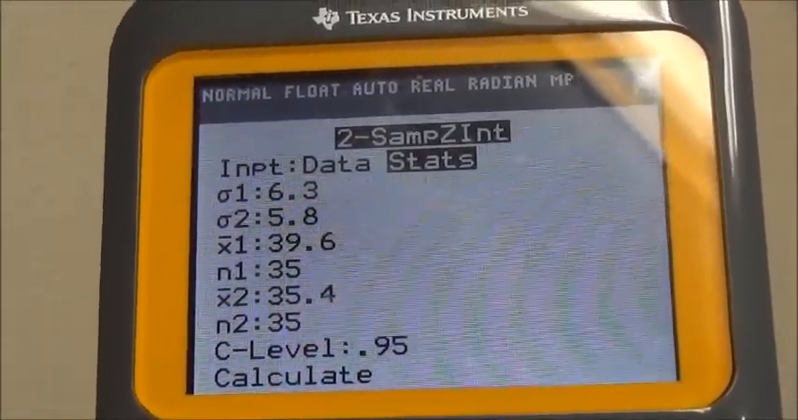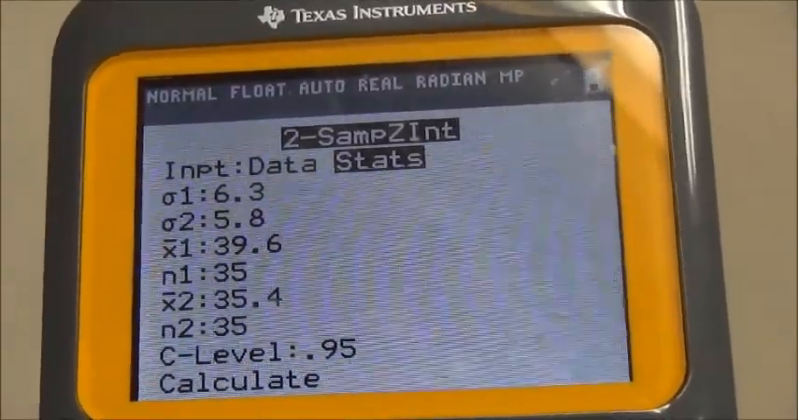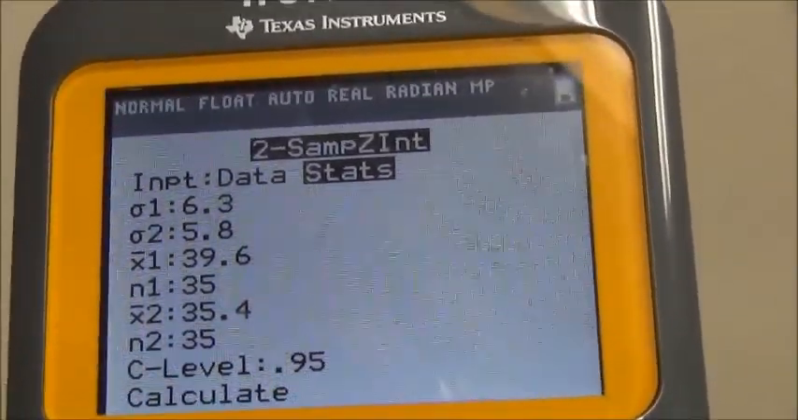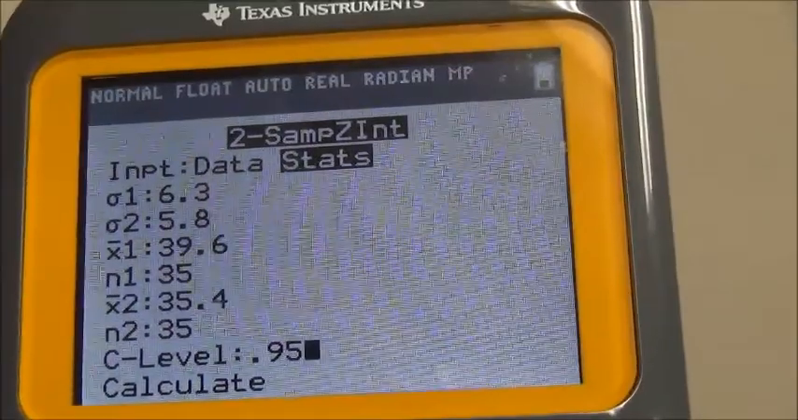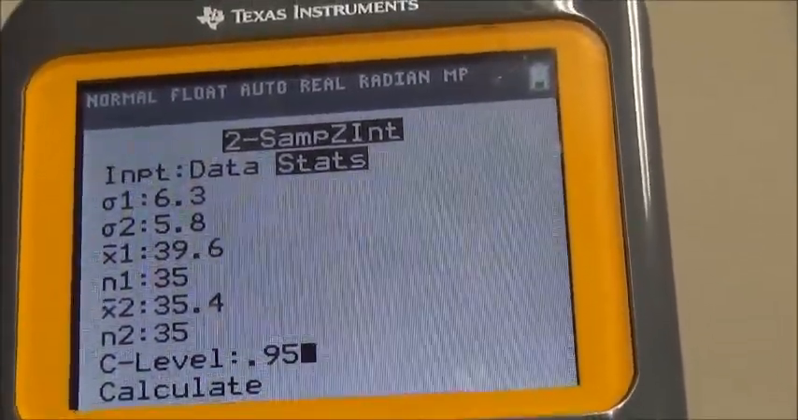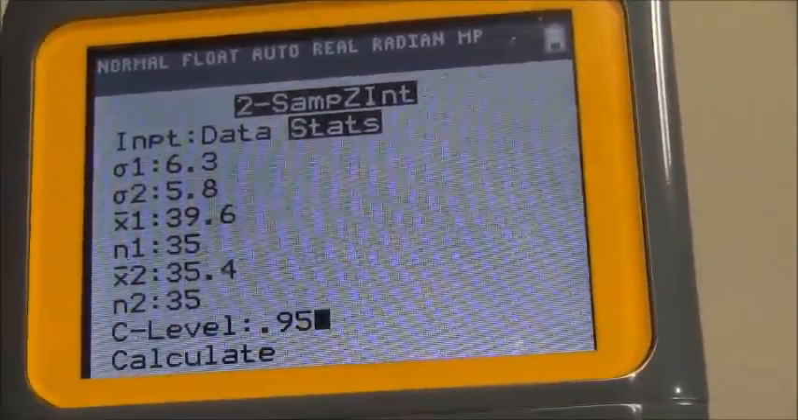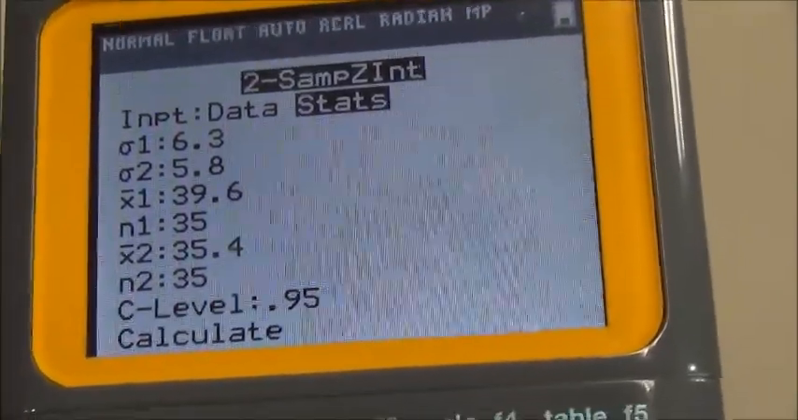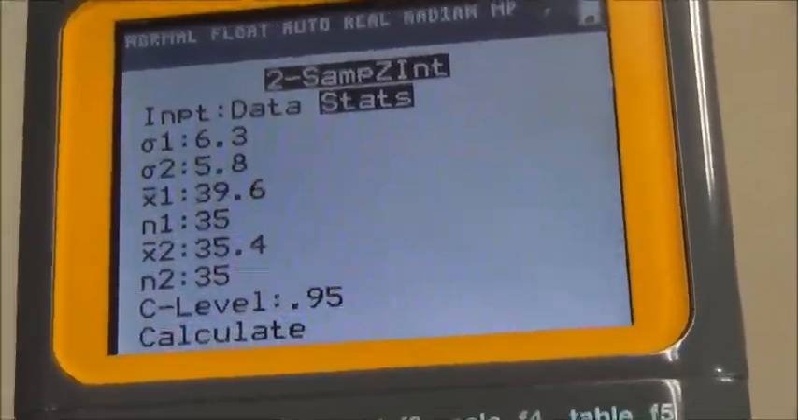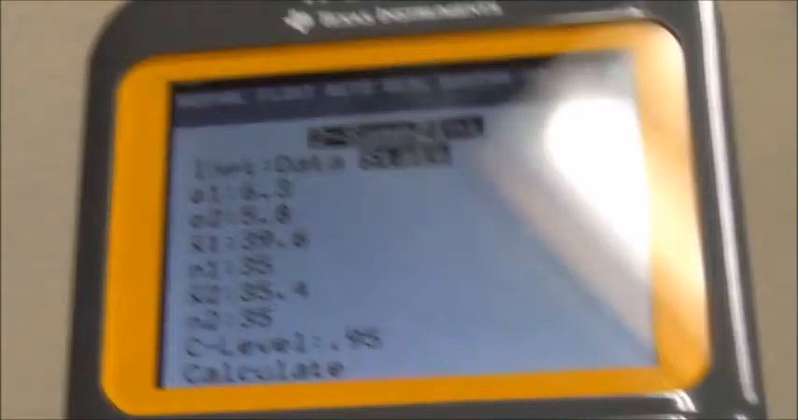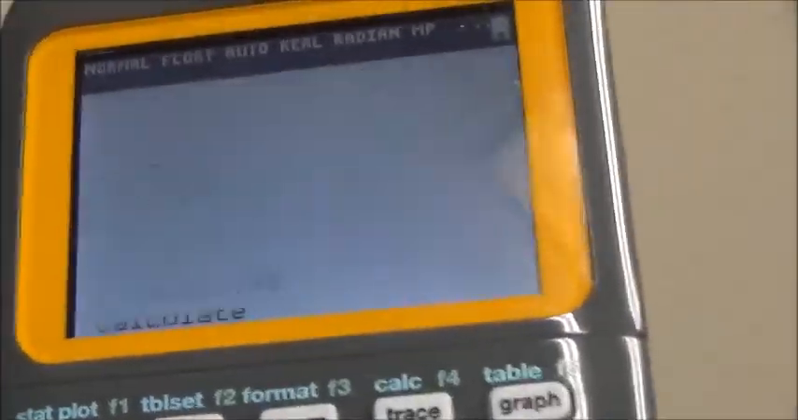Standard deviation 1 is 6.3. Standard deviation 2 is 5.8. The mean of the first group was 39.6. The number of people in the first group was 35. The mean of the second group was 35.4. The number of people in the second group was 35. And my confidence level is 0.95. And now we can calculate that.